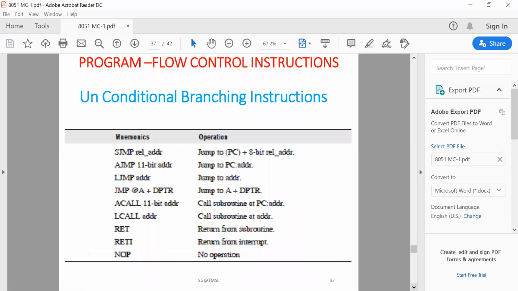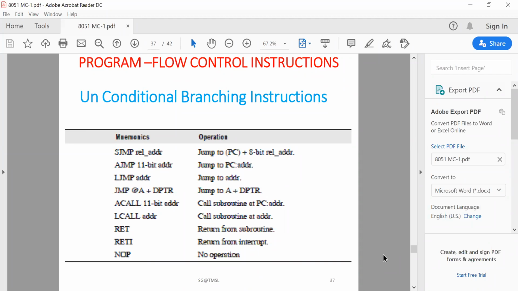And the next is very important, that is program flow control instructions. So basically what is it? Program flow control instructions are branching instructions. And these may be unconditional or conditional branching.